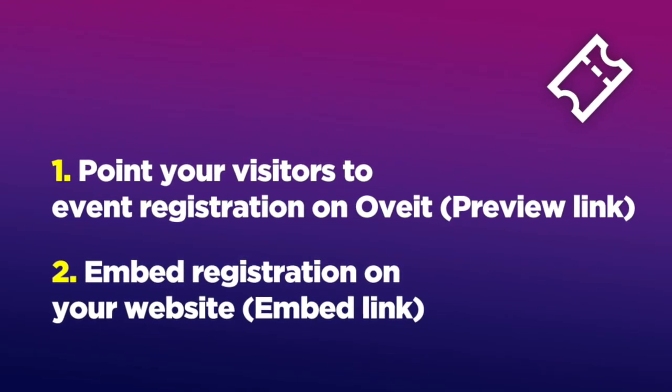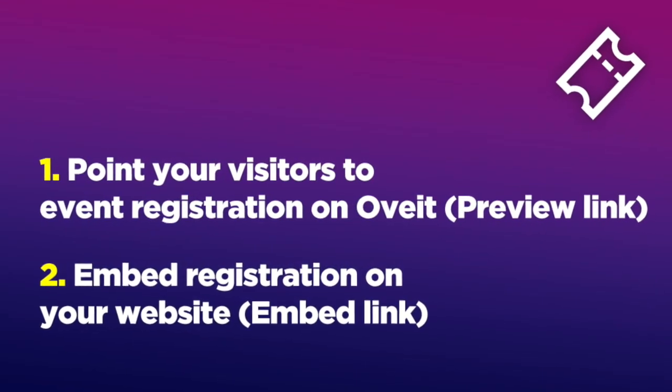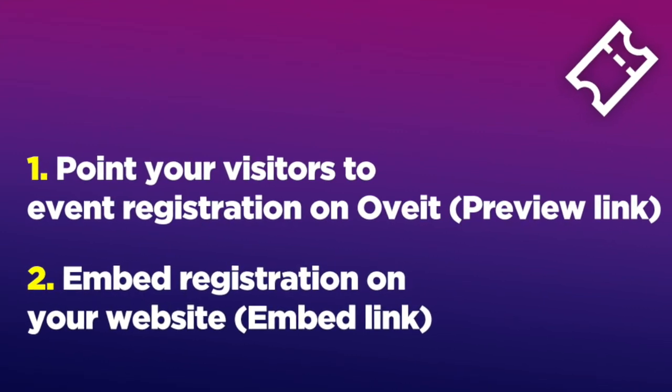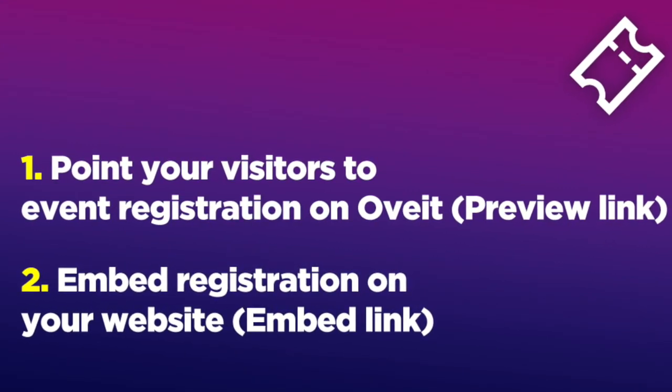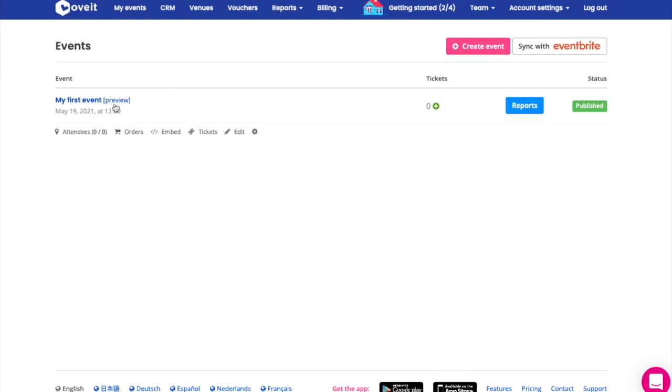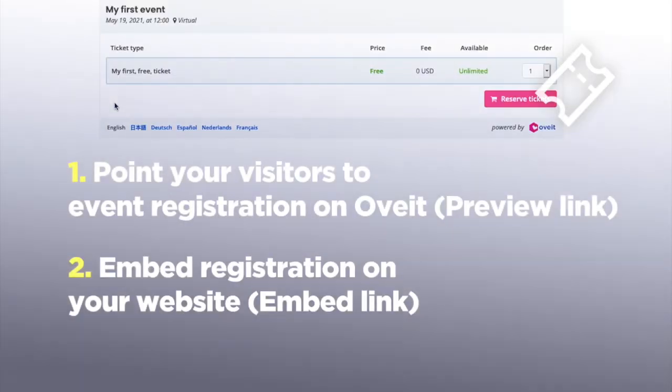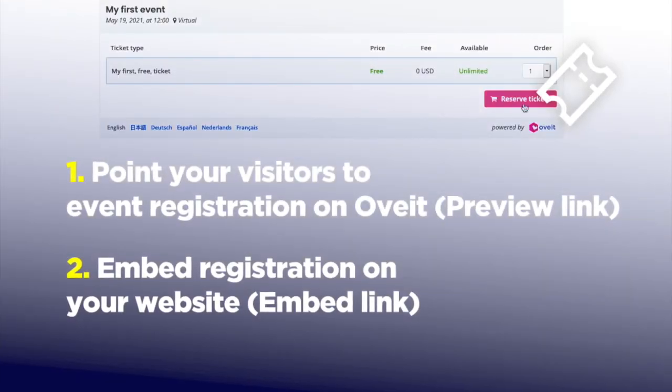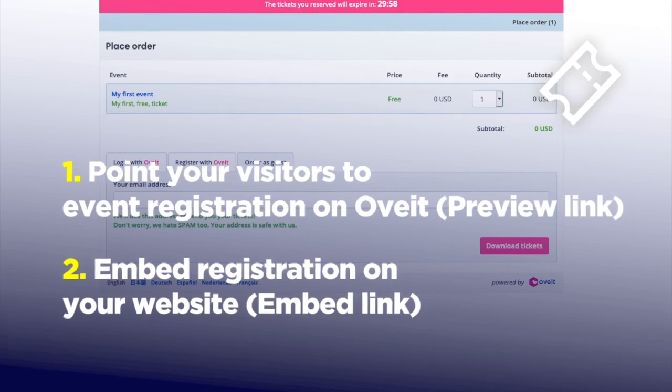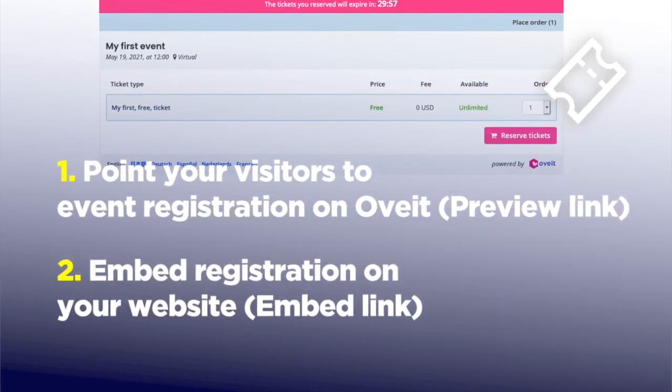You can start your registration in 2 ways. Number 1, you point visitors to your event registration page on Oveit. To find out which is this page, just click the preview link and share the URL with your visitors on social media or your website.